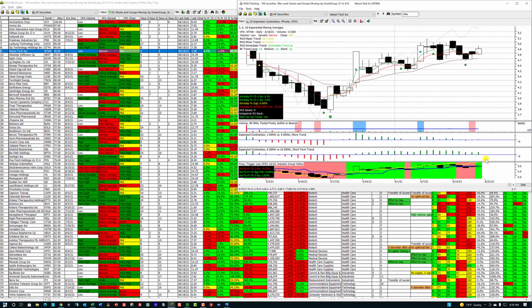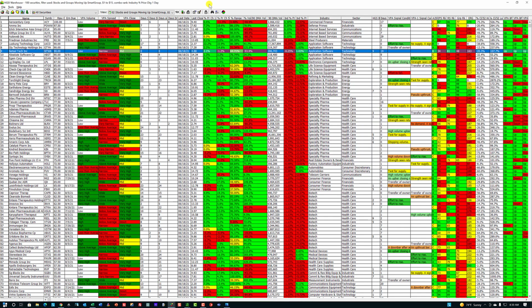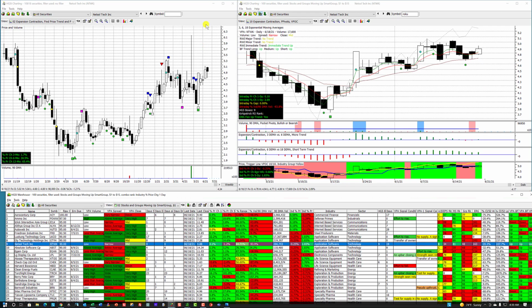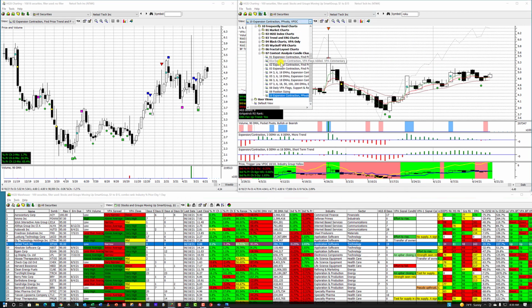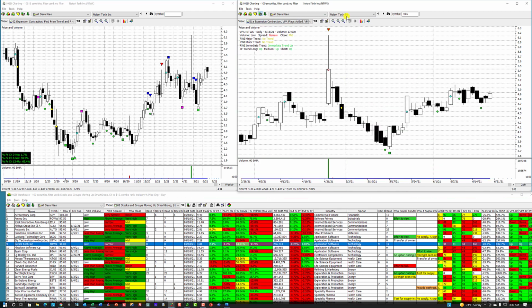And I will point out that here's the crossover yesterday. The 3 crossed the 6 here. You can also see it up here. Let's take a look at this on the weekly and the daily chart. I'm going to go back to my 1A chart.